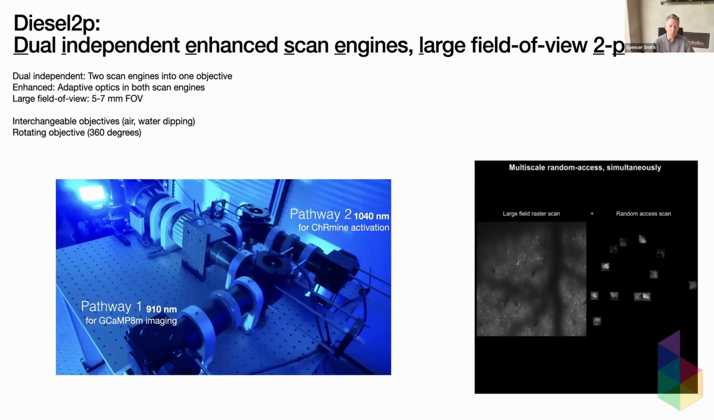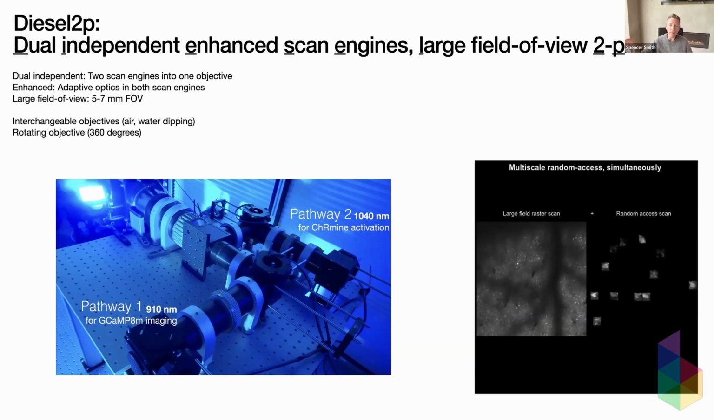I wanted to do this so I could see multiple brain areas at the same time, particularly primary visual cortex and higher visual areas in a mouse. We also want to do some optogenetics. You can run both wavelengths through the same pathway, but the simpler implementation of this is to run 910 nanometers through one arm and 1040 through the other.